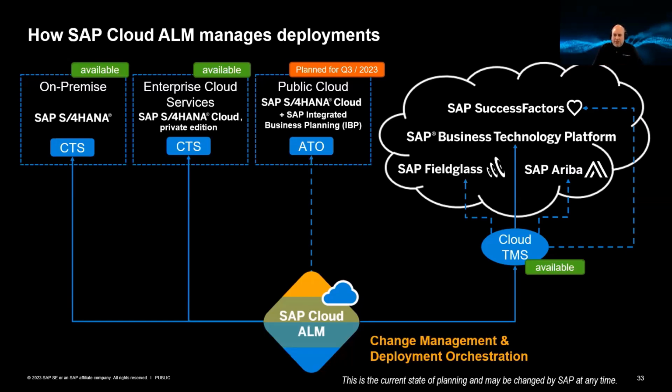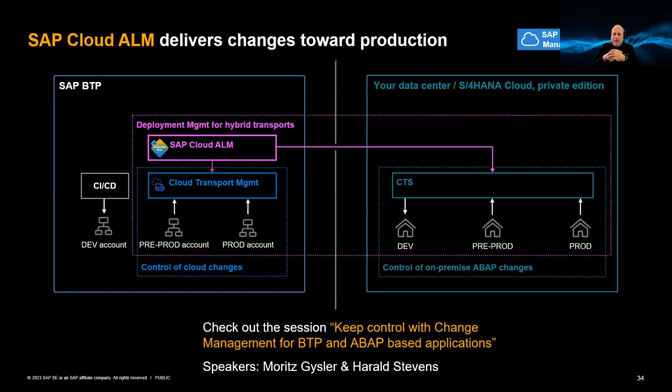But again, I don't want to get too detailed on this because we have a whole session on change management for BTP and ABAP-based applications by Moritz and Harold, and that's another video that's available from the same event. But in short, we have a CI/CD service in BTP that you can use for doing your pipelines and changes. Again, this is controlled to be released through the cloud environment, to cloud transport management, to the various accounts, and on-premise to the change and transport system, to the on-premise systems. But these are controlled by the Cloud ALM, both of them. So you can actually synchronize the changes and release them together or separately.